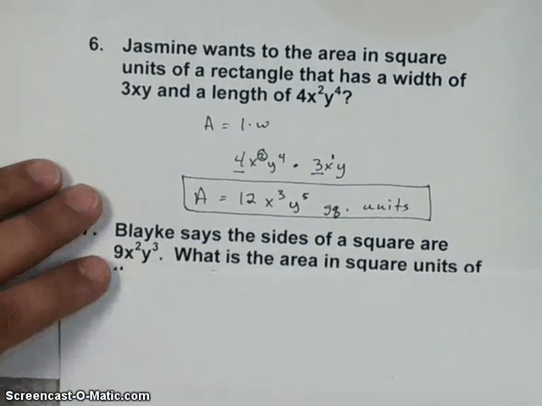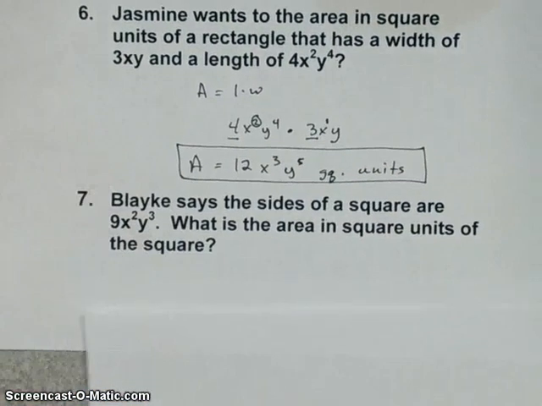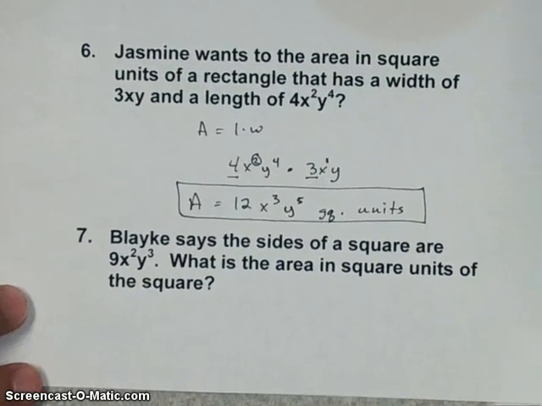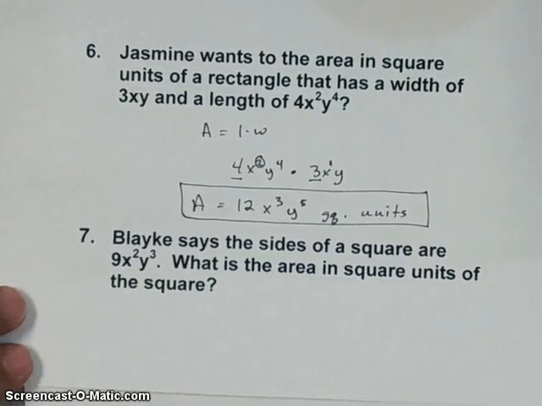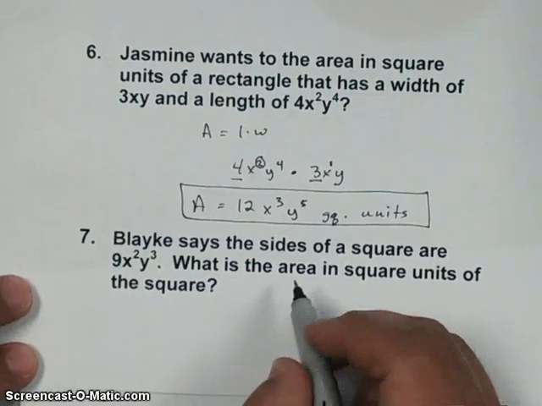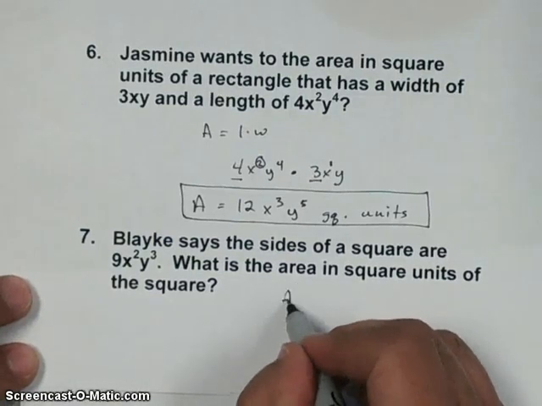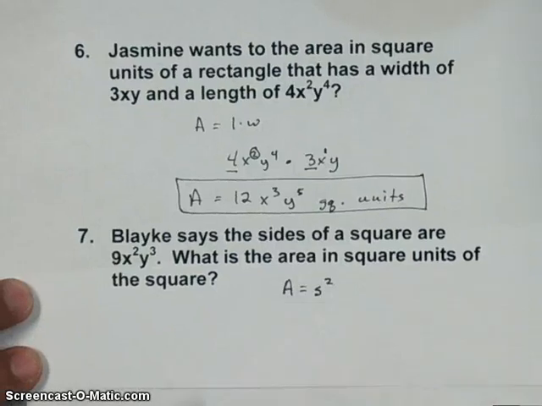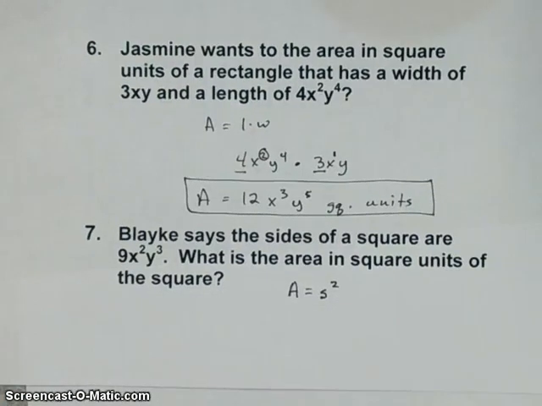All right, and the last example that I want you to try: Blake says the sides of a square are 9x squared y cubed. What is the area in square units of the square? That's just going to be, area of the square is equal to s squared, or side squared. All right, I'll leave you that one to solve on your own.